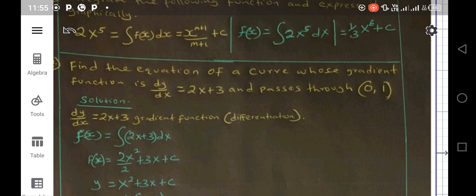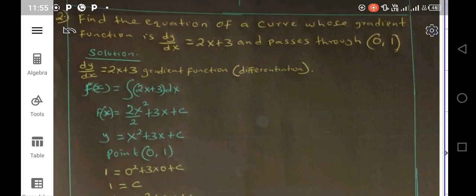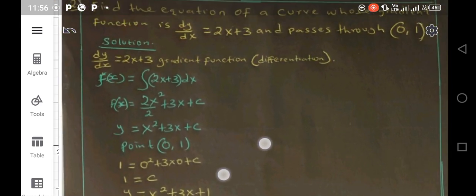Now, f of x is equal to the integral of 2x plus 3 dx. So that's the way we write it. As we said, from the formulas for integration, you can see that 2x squared over 2 plus 3x plus c. C must be a constant. That's why we express integration functions. Now you say y is equal to x squared plus 3x plus c. And the point says (0, 1).